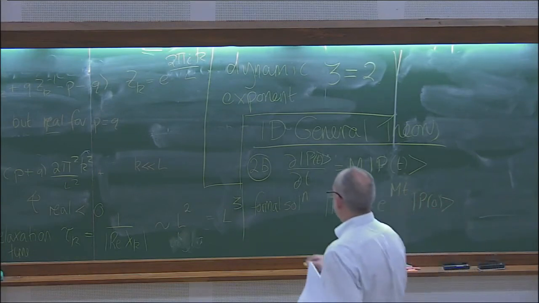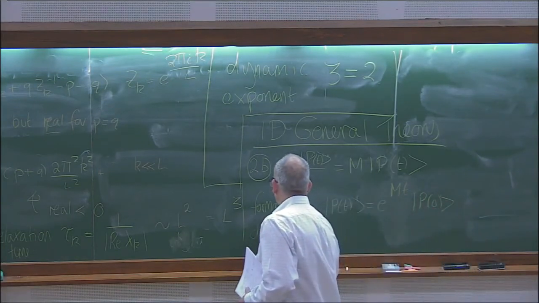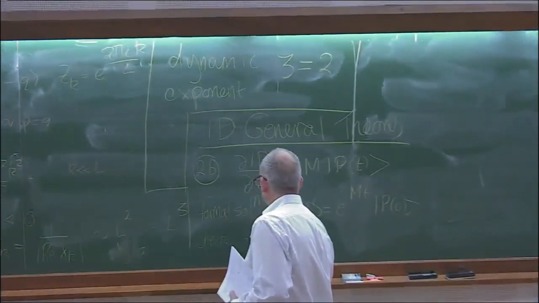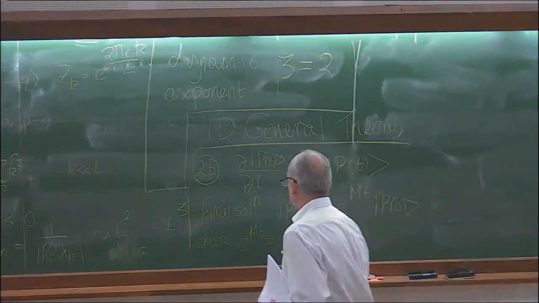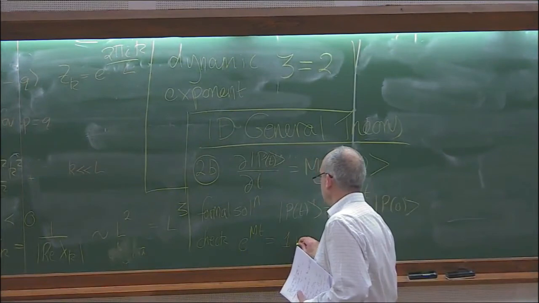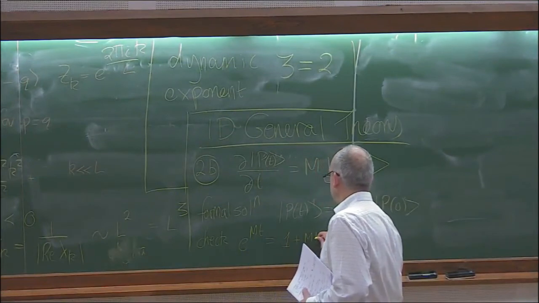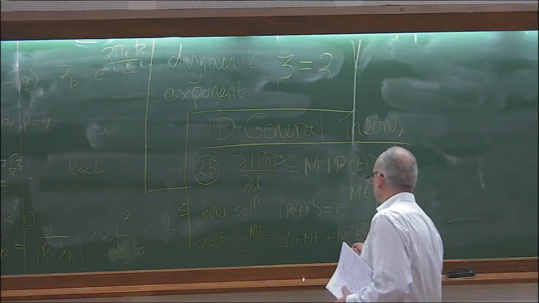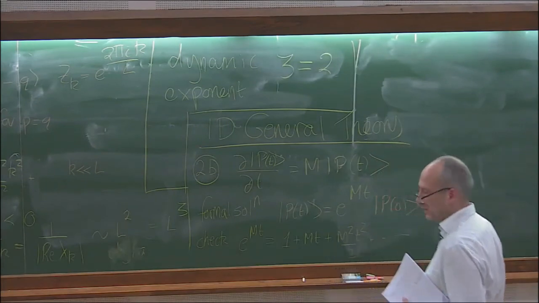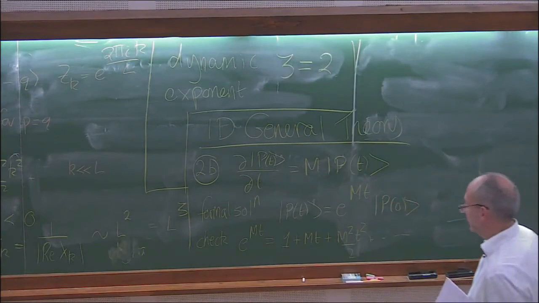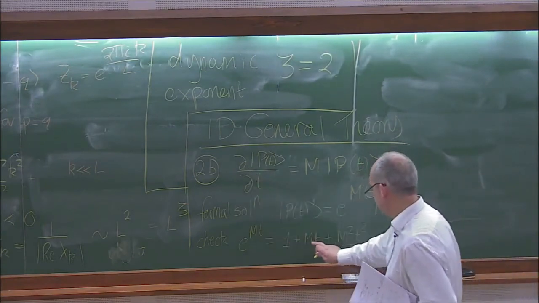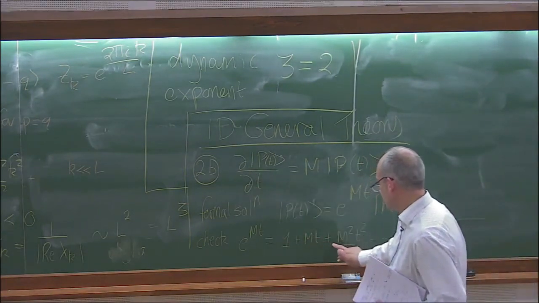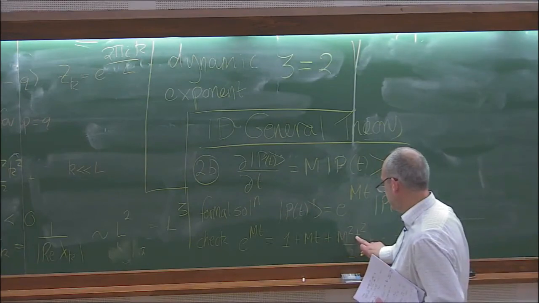So the way to check is you write the e to the Mt as a power series. So this is just 1 plus Mt plus M squared t squared over 2, etc. And then you can check that if I take the time derivative, I get M times 1, M times t.